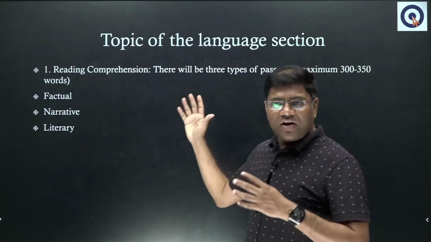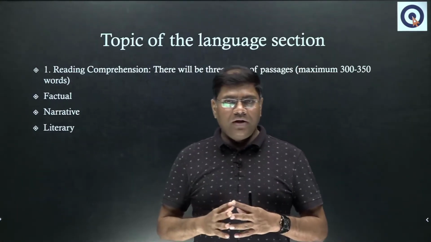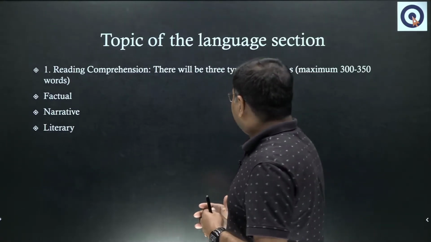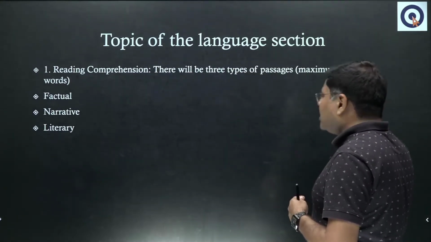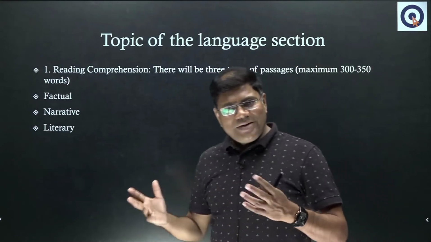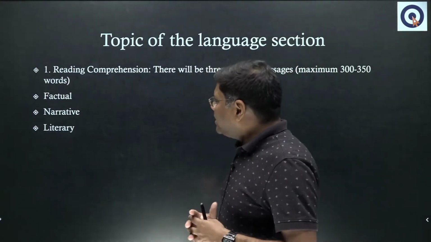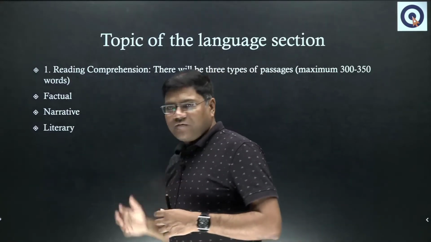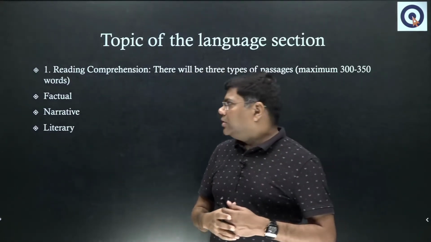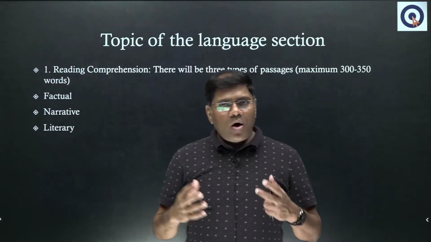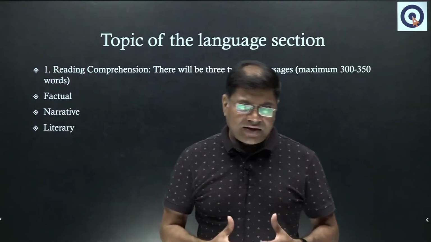And this is one very, very big component of the English language section of any exam, right? So the reading comprehension passages would be of 300 to 350 words, which means the passage length is of medium or average size. And within that, you have three different categories of passages. This is what they have given. Now, the factual category. Now, we must understand what we mean by the factual category of passage.